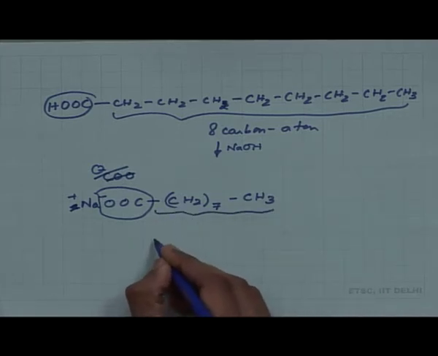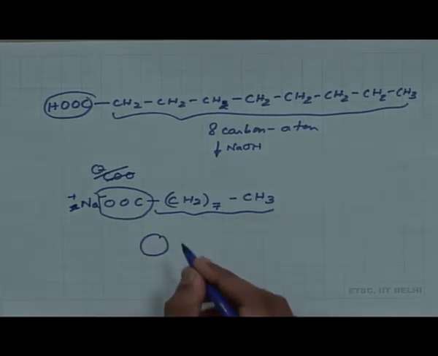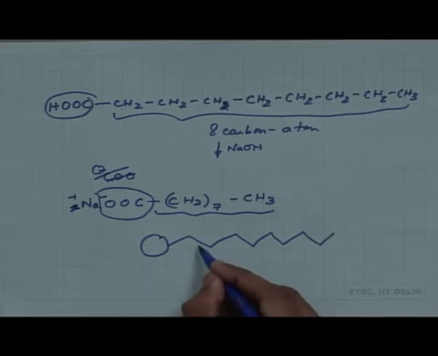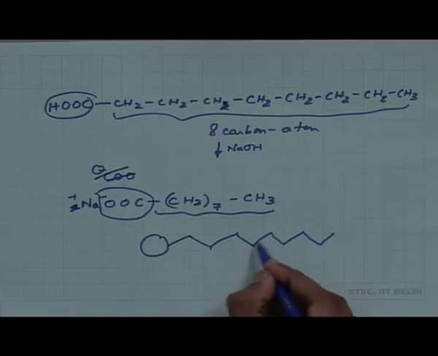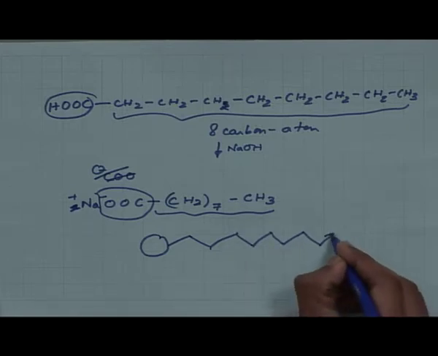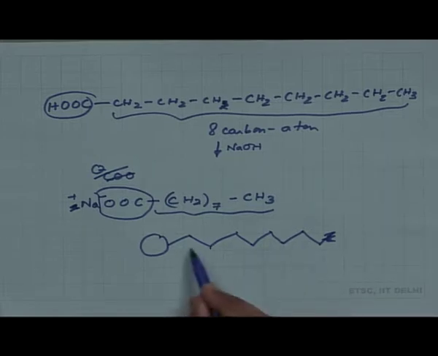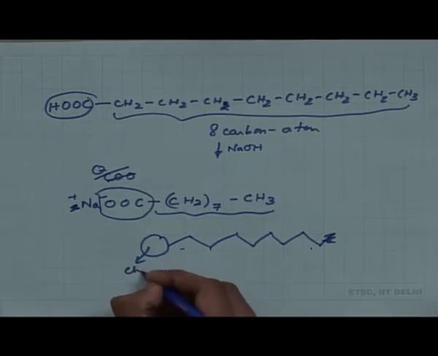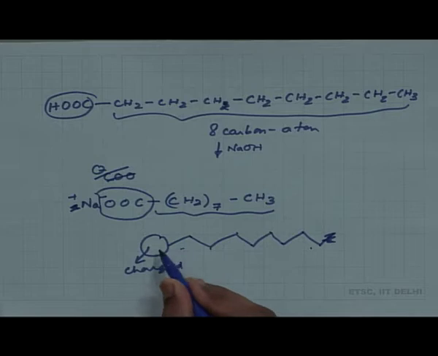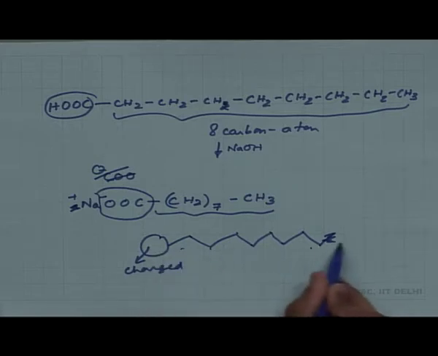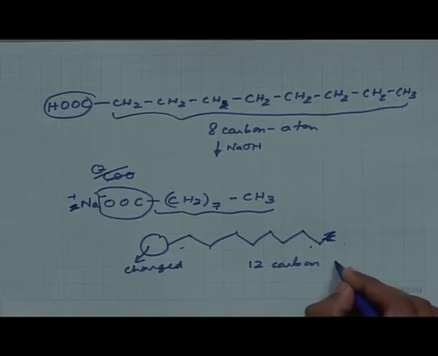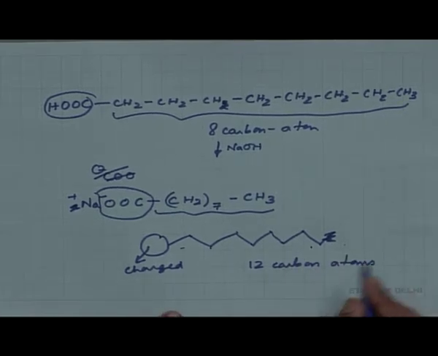So, I can represent this schematically as a charged head group like this with a tail like this. These numbers you have to appropriately match: 1, 2, 3, 4, 5, 6, 7, 8. So, I have an 8 carbon fatty acid chain and a head group, and this is charged. If I take this or something like this, I could make this long chain fatty acid even longer. So, sometimes you will see 12 carbon atoms. If you have 12 carbon atoms, this is called dodecyl.